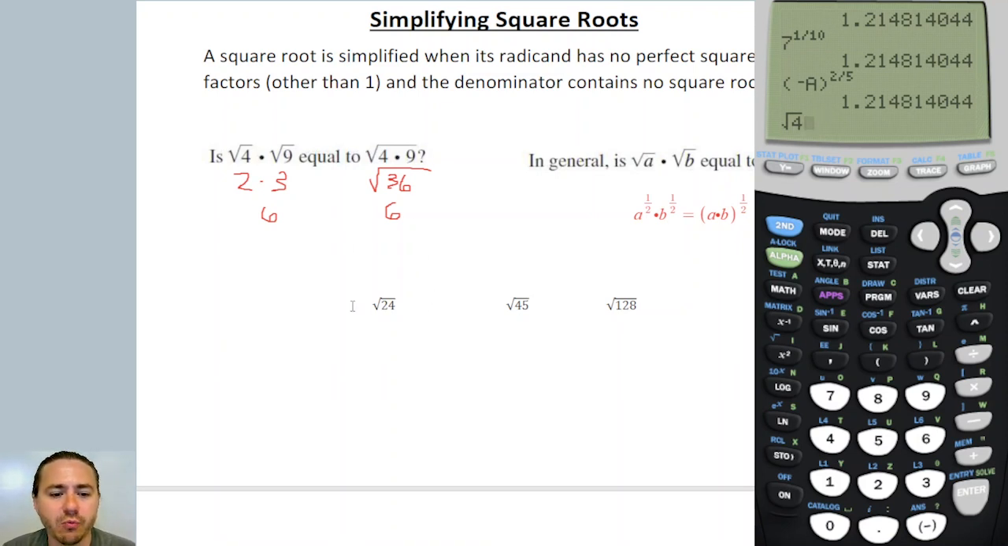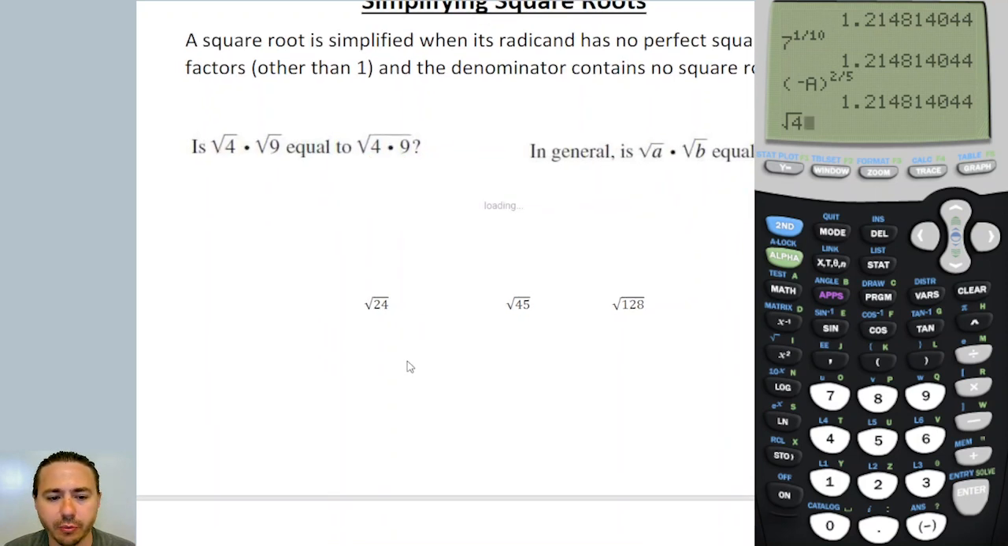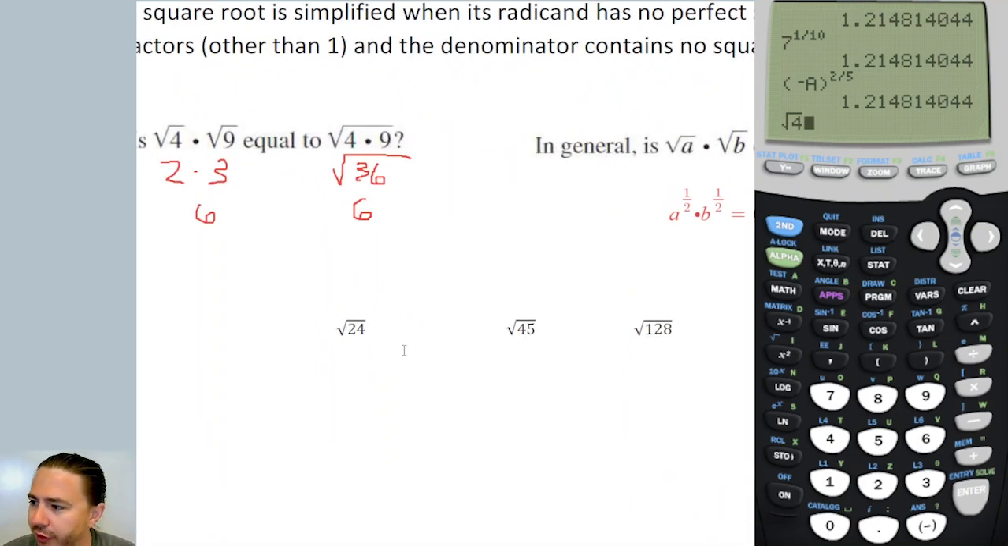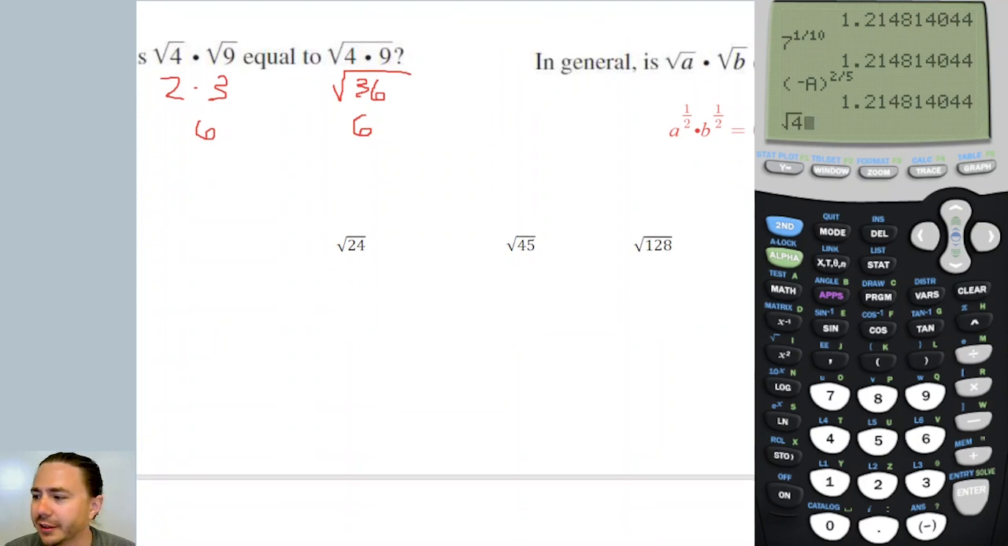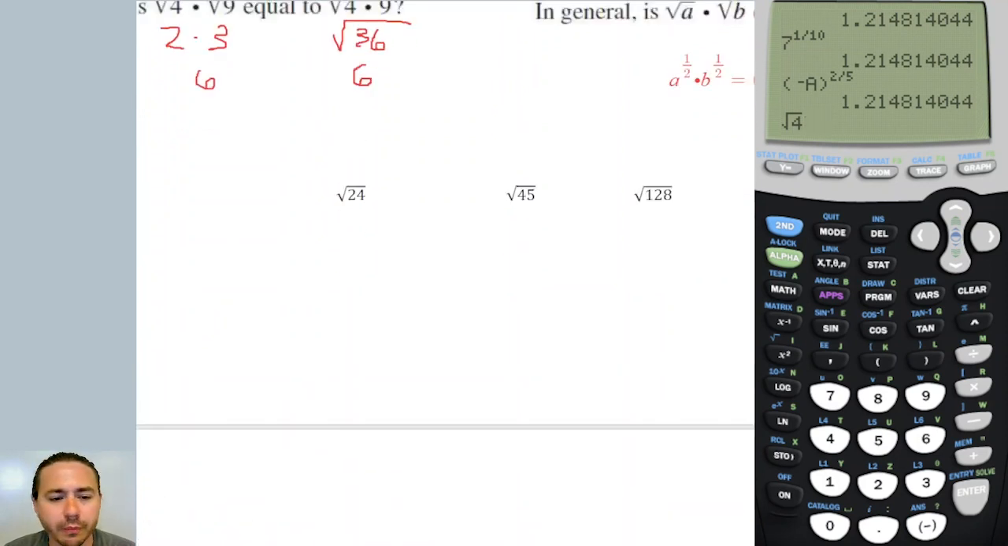How do I rewrite this so that I don't have any perfect square factors in the radicand? So look at this first problem, square root of 24. I should zoom in a little bit. I don't know why those numbers are so small on this slide. Not sure what I was thinking there. Okay, so we got root 24. You want to think about what the factors of 24 are and whether any of them are perfect squares. So you might just make a list.